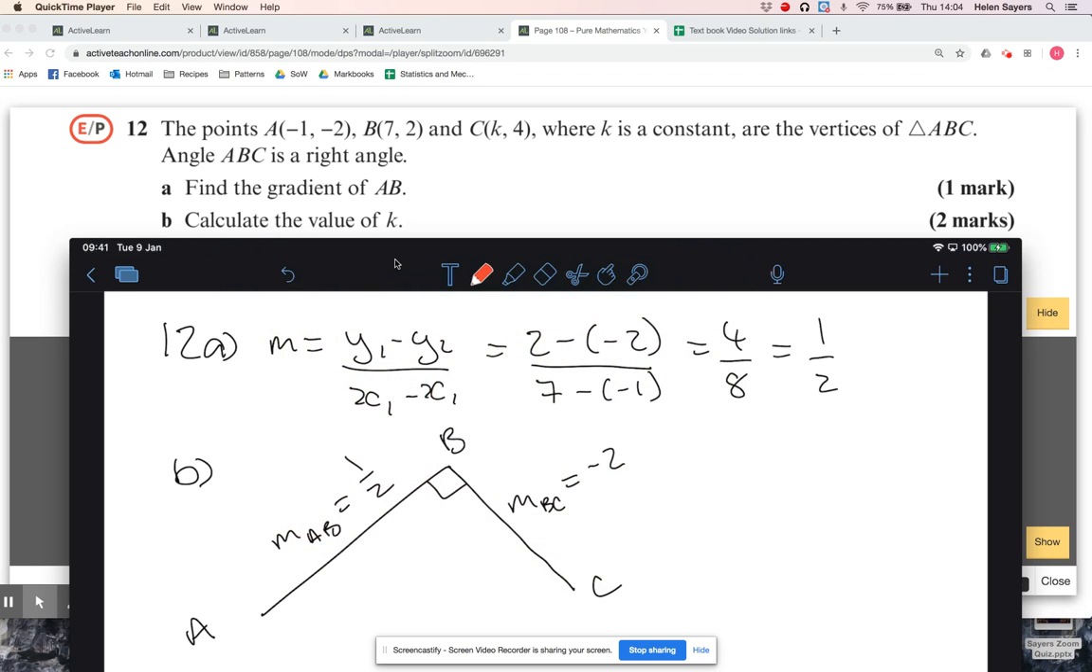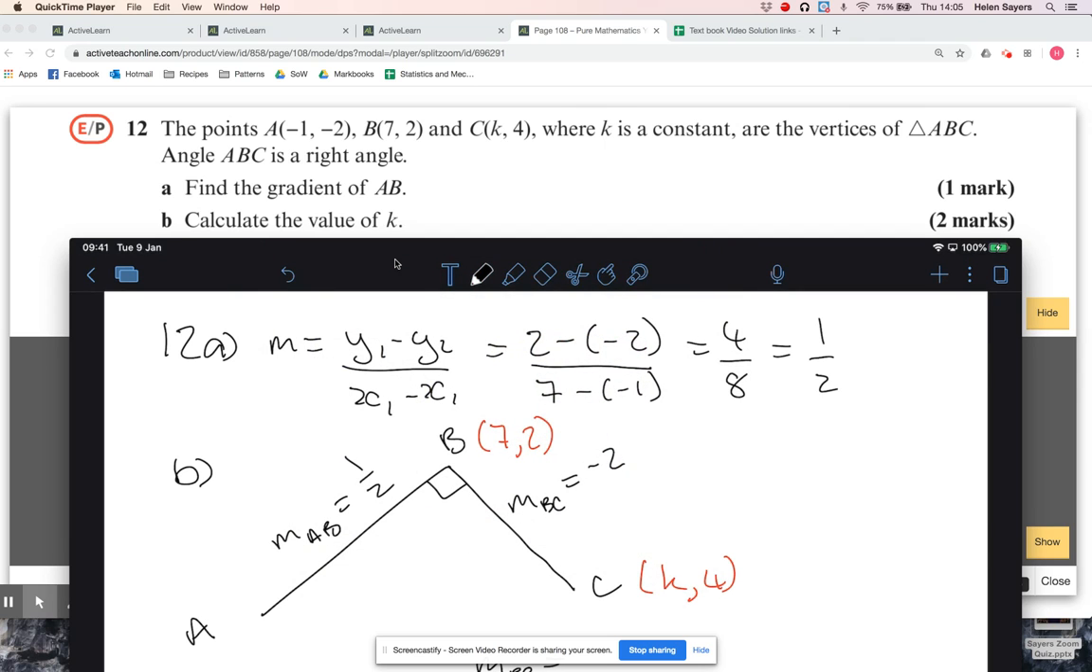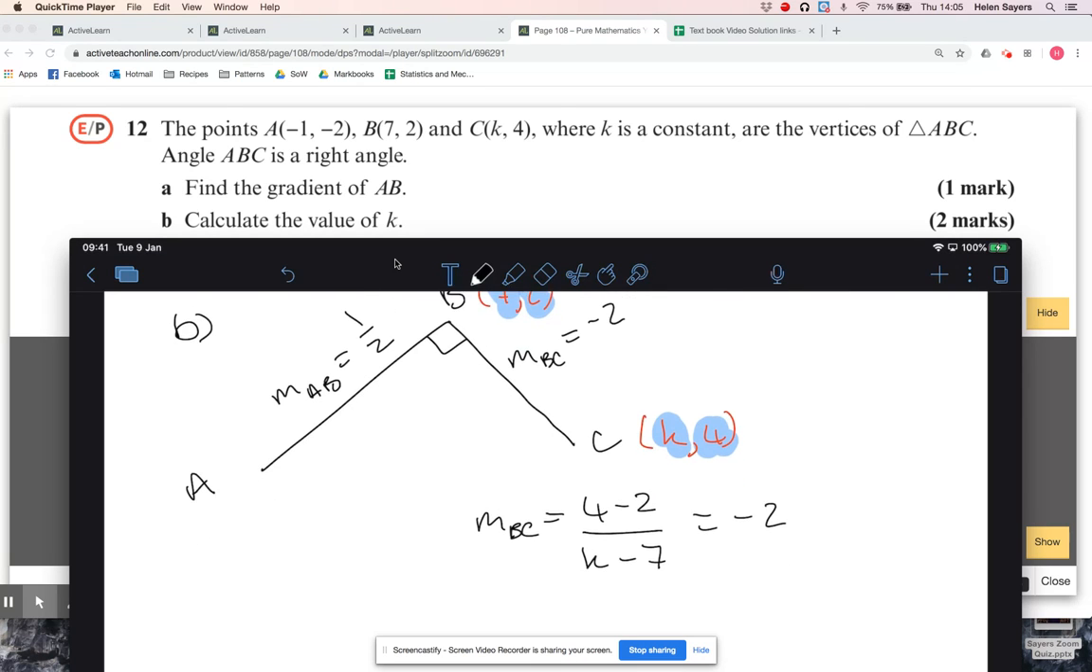So the gradient of BC is minus 2. And I know that C is K, 4 and B is 7, 2. So if I was to work out the gradient of BC, I would do change in y, so that would be 4 minus 2, over change in x, so that would be K minus 7. And I know that should equal a gradient of minus 2.